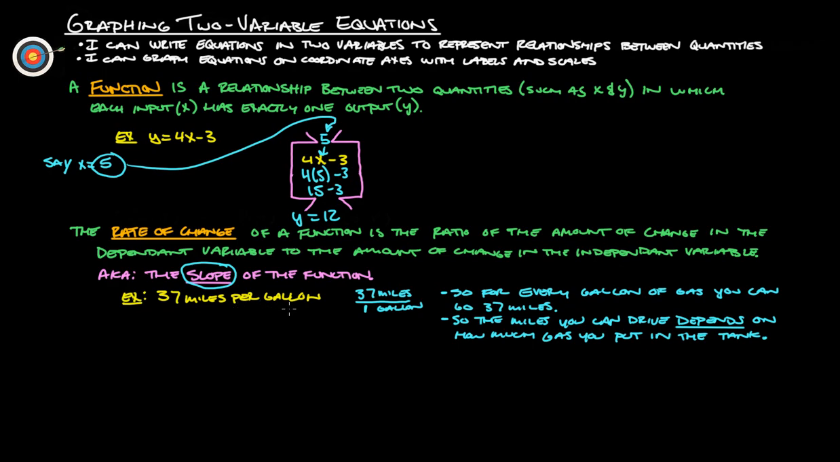For example, 37 miles per gallon: you have 37 miles per 1 gallon. So for every gallon of gas, you can go 37 miles. That's considered the slope. The miles that you can drive depends on how much gas you put in the tank. So if we were going to write a little equation here, this could be distance equals 37 times G, the number of gallons that you put in. This 37 is the slope, which goes right before the independent variable.